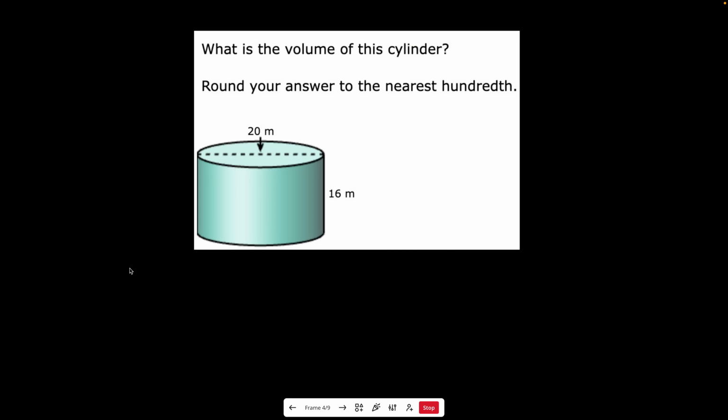Here we go. So it says, what is the volume of this cylinder? Round your answer to the nearest hundredth. So again, volume is how much we can fit on the inside of this cylinder. There's a formula for the volume of a cylinder. The volume is equal to pi times the radius squared times the height of the cylinder.